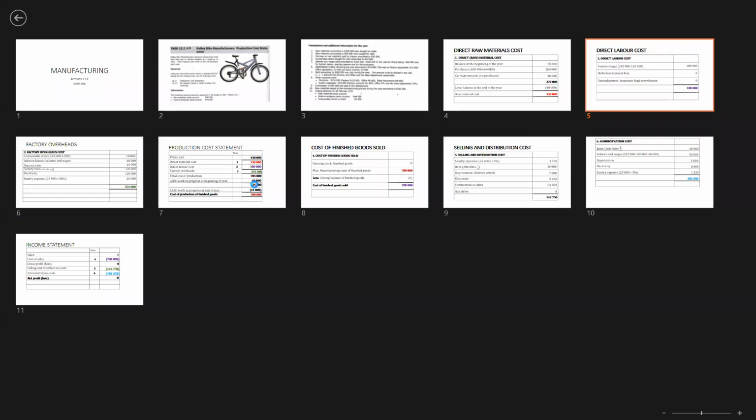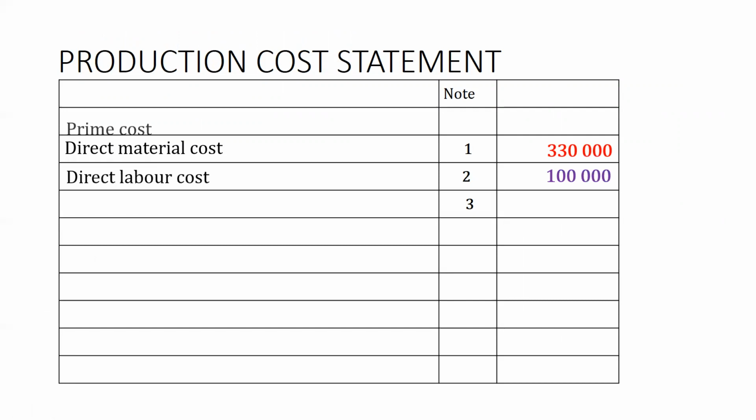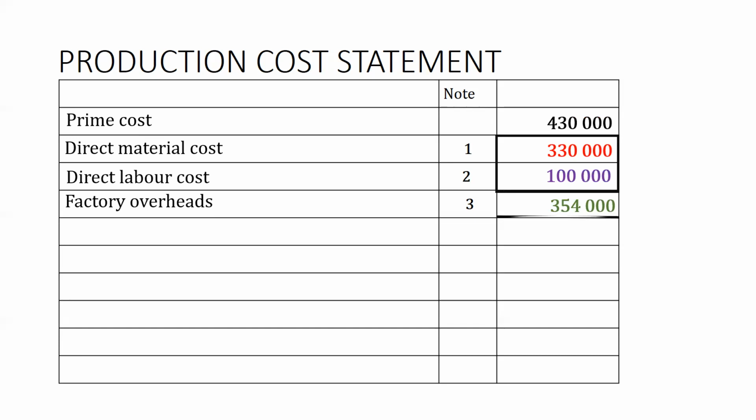If you remember very well, our production cost statement will start with direct materials. You're going to add that, which comes from note number 1 I just showed you, and you're going to add it with direct labor. The two form what we refer to as prime cost. So we're going to add them together to get prime cost. When you add factory overheads I just showed you now, which is 354, you will get what we refer to as TPC, or your total production cost. In this case, your total production cost will be 784,000, which is 430,000 plus 354,000. It will simply give you this 784,000.